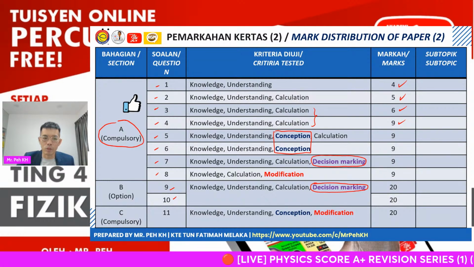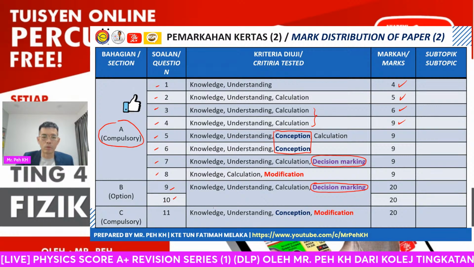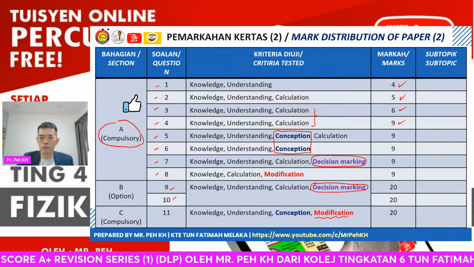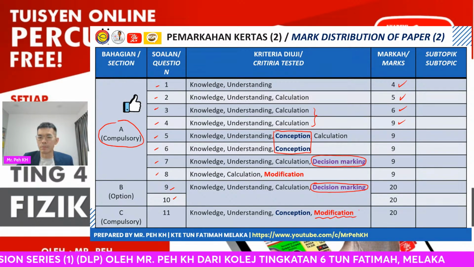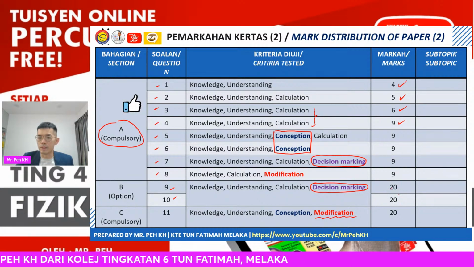Then question number 8 will be knowledge, calculation, and modification. Section C will also have a question asked about the modification. So in total, there will be 20 marks for section C also.